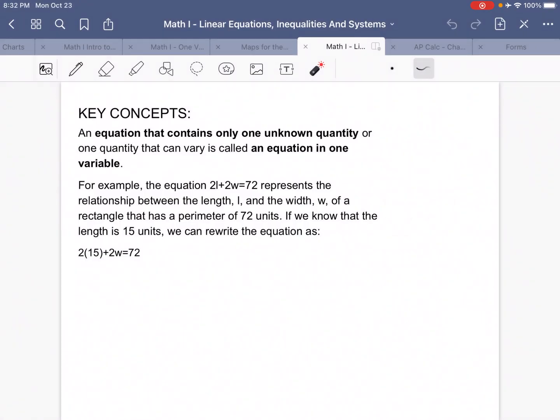Hey Math 1 students, this is, I think, day 4, and the cooldown that goes with this lesson is called box of t-shirts, I believe.